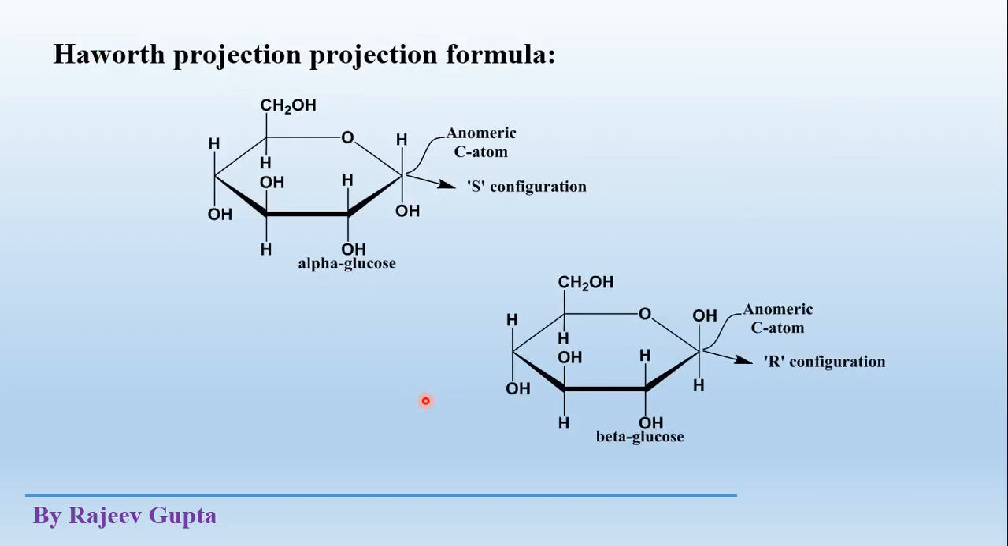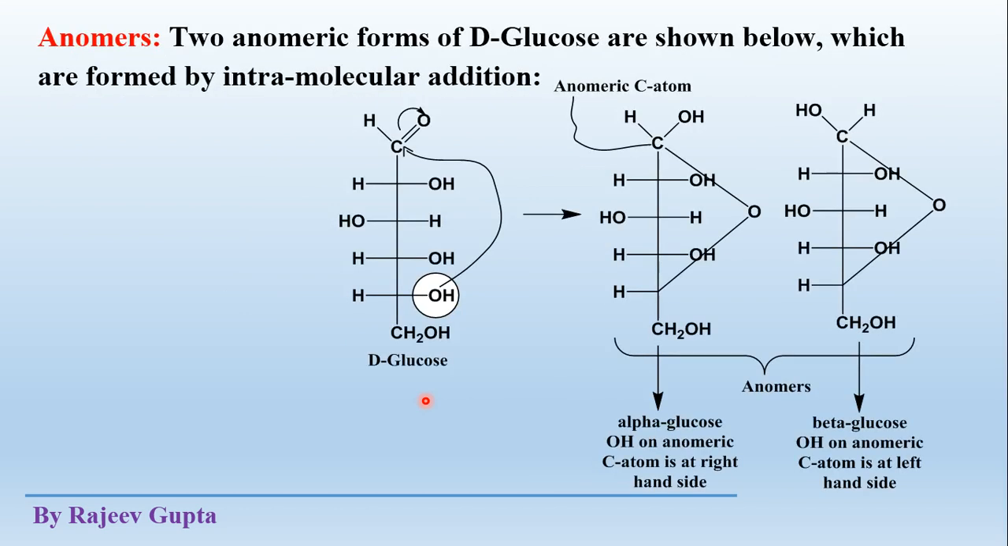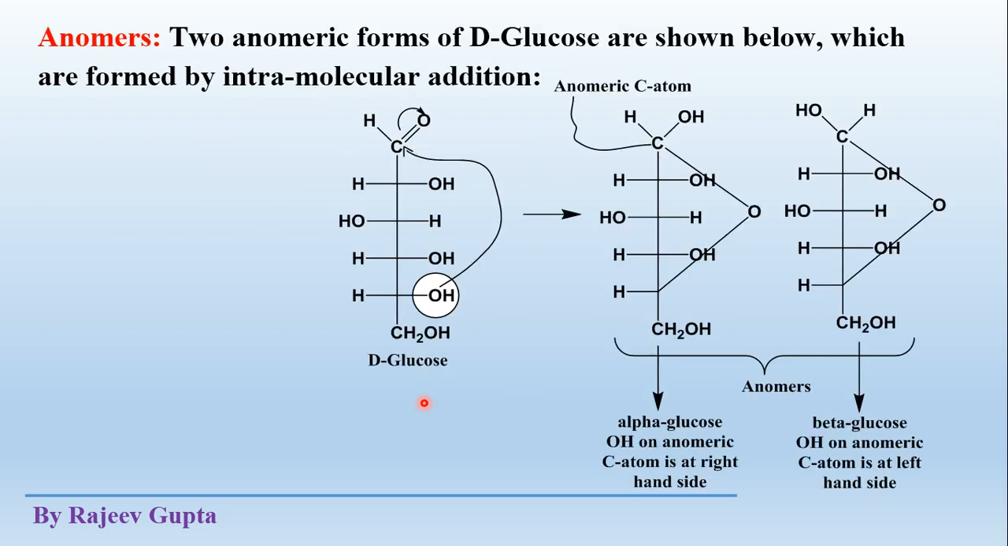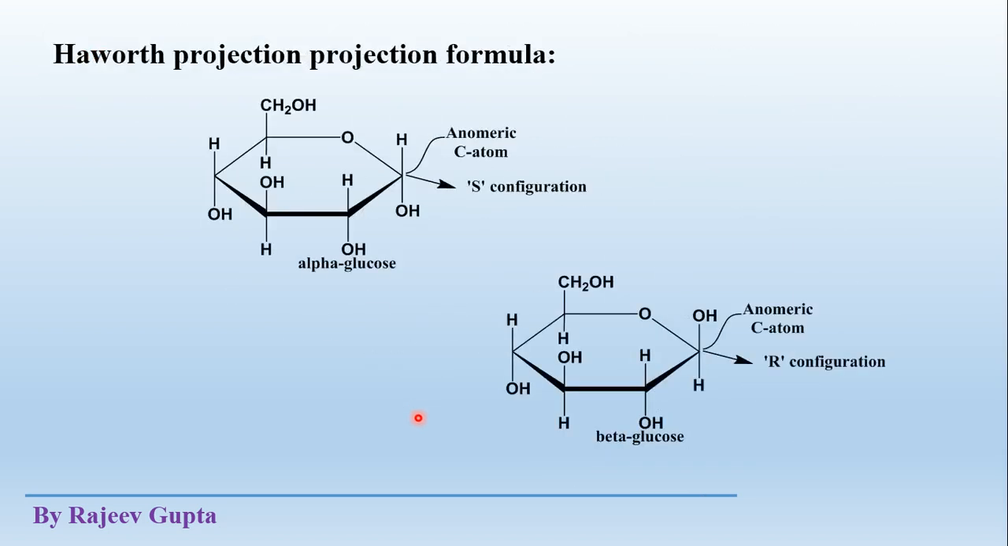Now we can revise the topic. If a molecule contains only one chiral center, then it will always be chiral. But if a molecule contains more than one chiral center, then it could be chiral or achiral. That depends on symmetry criteria.